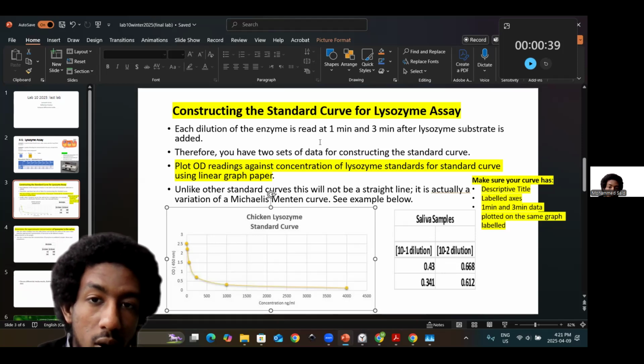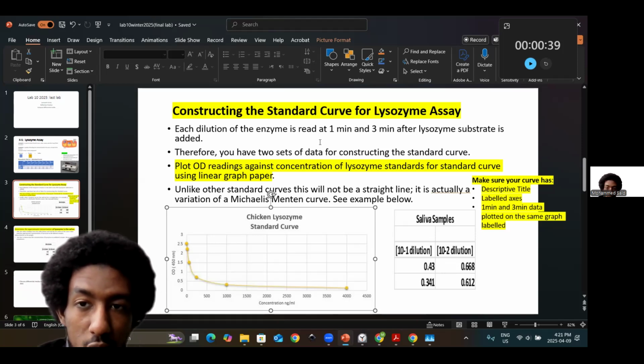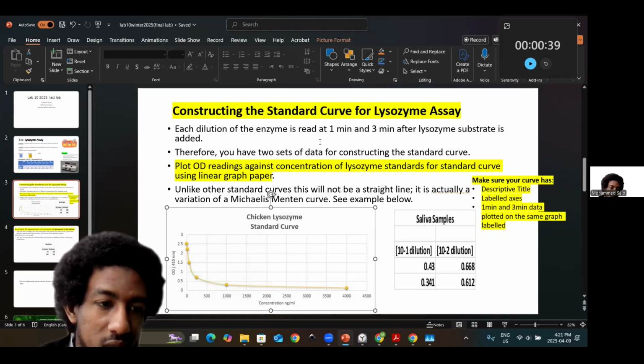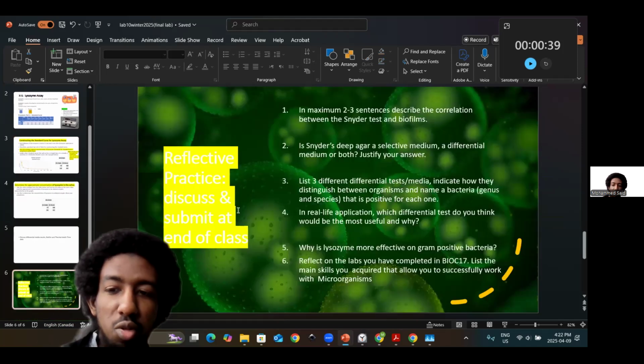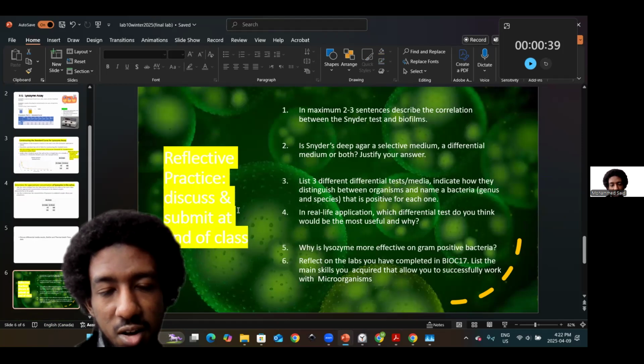And then, comparing between time points, time 1 versus time 3, greater incubation with lysozyme, what do you expect? And that pretty much concludes, because I combined the second, third, and fourth slide. That concludes pretty much what we have.